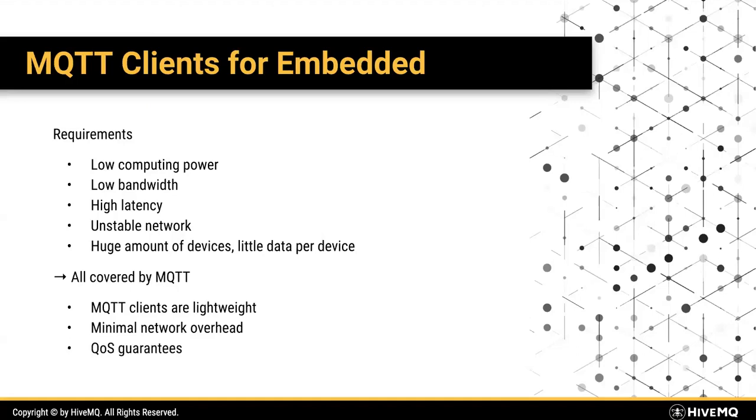And we have quality of service guarantees. So you can specify if you have a really important message that has to arrive at your broker and at your subscribers. When you have an embedded device like a control unit in a car and the car moves and your network is unstable, you get the guarantee that the message gets delivered. So you can avoid message loss.